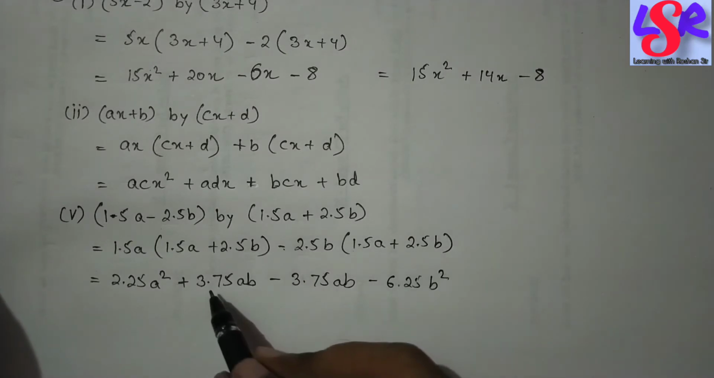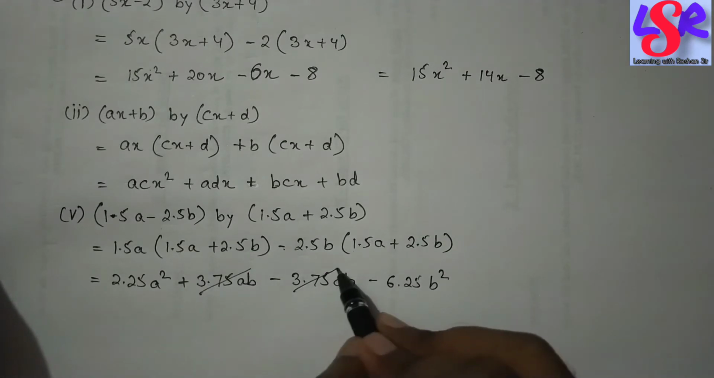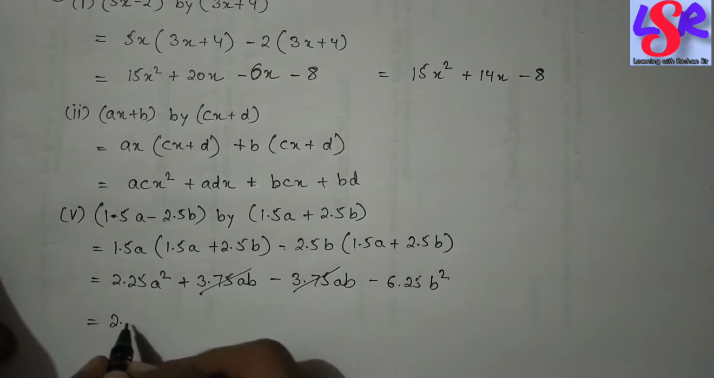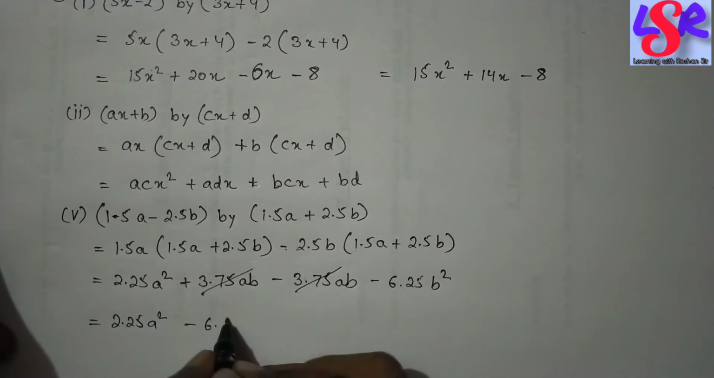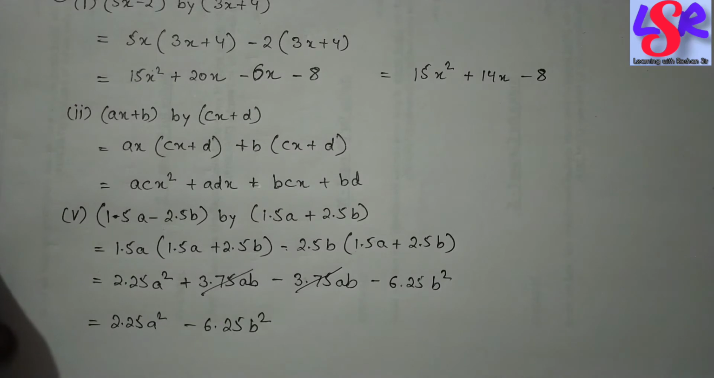Here we see this is plus, this one is minus, so they will be cancelled out, and on cancelling we are left with 2.25 a square minus 6.25 b square. That's the answer for this question. Here we have question number 1, part 6.